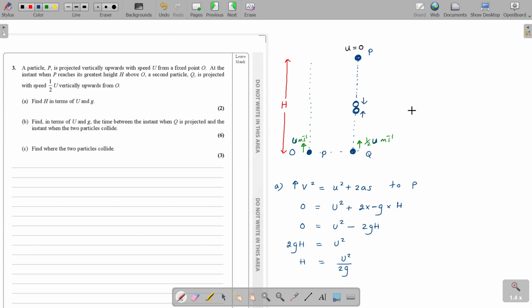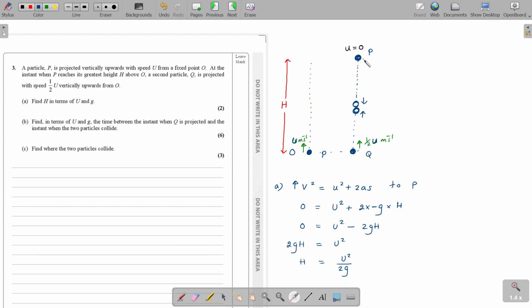So what about the time durations that they take? If you consider the time taken for P to move this particular distance and the time taken for Q to move this particular distance, they are same or different? Now you know particle Q is projected at the exact instant when P reaches the greatest height, right? So time taken for P to move down here and time taken for Q to go up, both times are the same. Because both of them start movement at the exact same time.